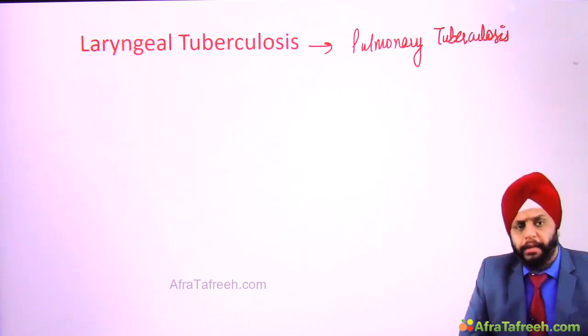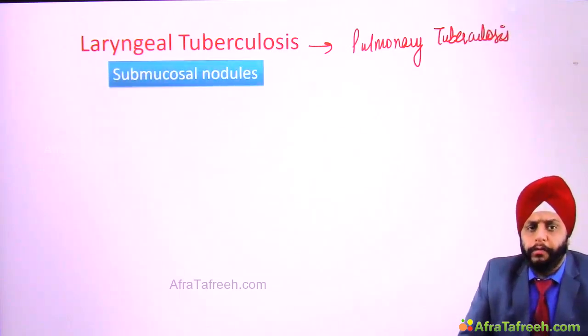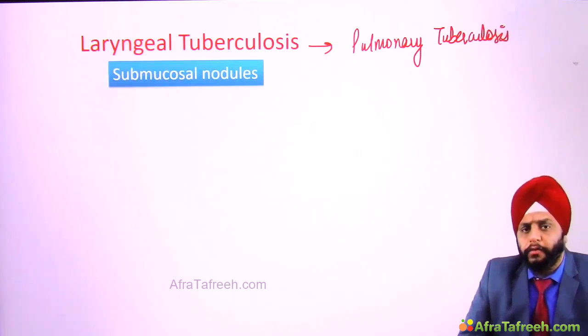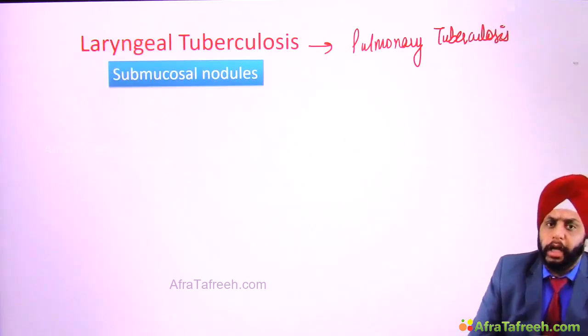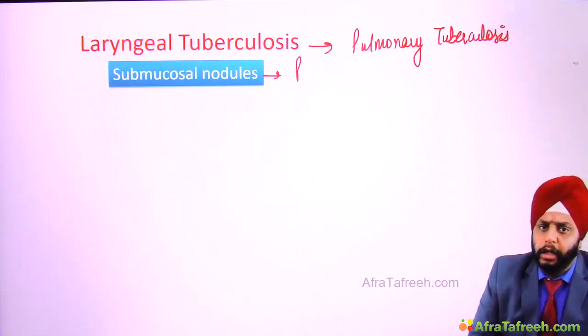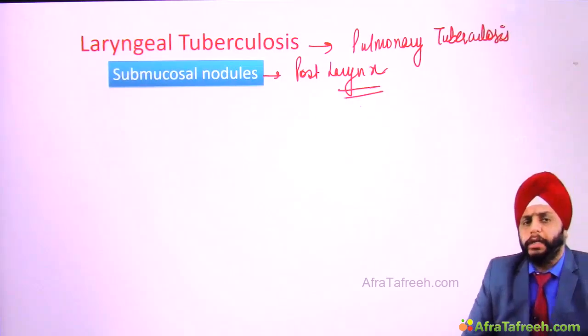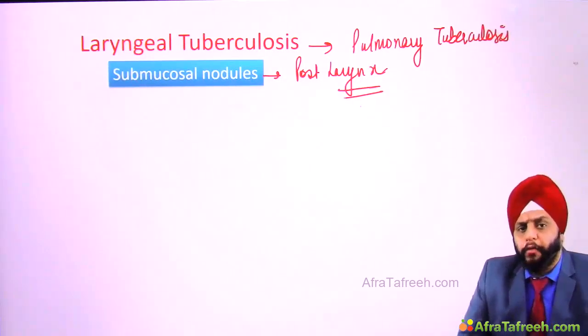Right? Second thing, there is formation of submucosal nodules. In laryngeal tuberculosis, there is formation of submucosal nodules, and this generally starts in the posterior larynx. Okay, generally you can say in the posterior larynx or the posterior commissure area. That's the place where the formation of these submucosal nodules starts.